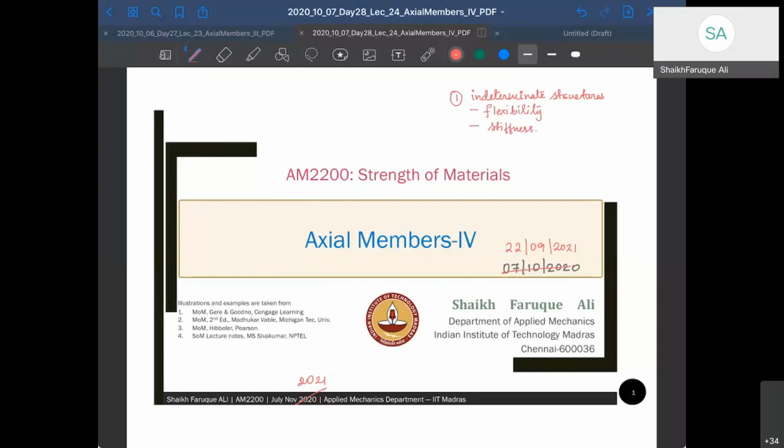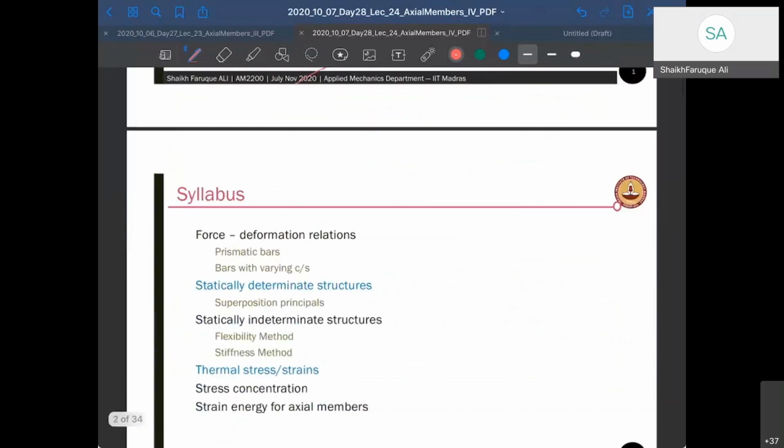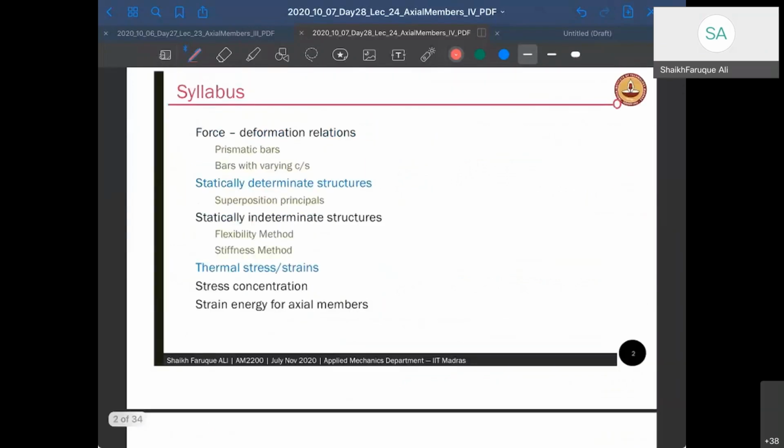Then we slightly cover what happens when you have thermal strains. Third is stress concentration. Okay, with that, we will finish our part on axial members. Okay, so this is what we are going to learn today.